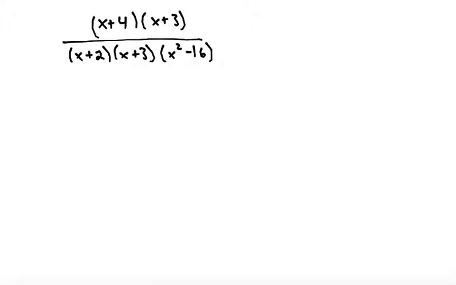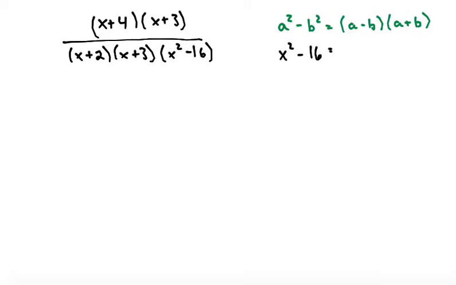This one, because x squared is a perfect square and 16 is a perfect square, we can use a difference of squares formula. So the difference of squares formula is a squared minus b squared is equal to a minus b times a plus b. So in our x squared minus 16, this would be x squared minus 16.